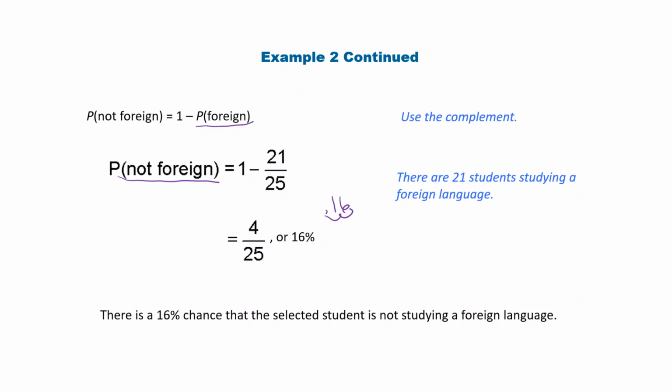So this is pretty important, so you might want to write this rule down. The probability of not foreign is equal to 1 minus the probability of foreign, or not necessarily not foreign, but in the event.